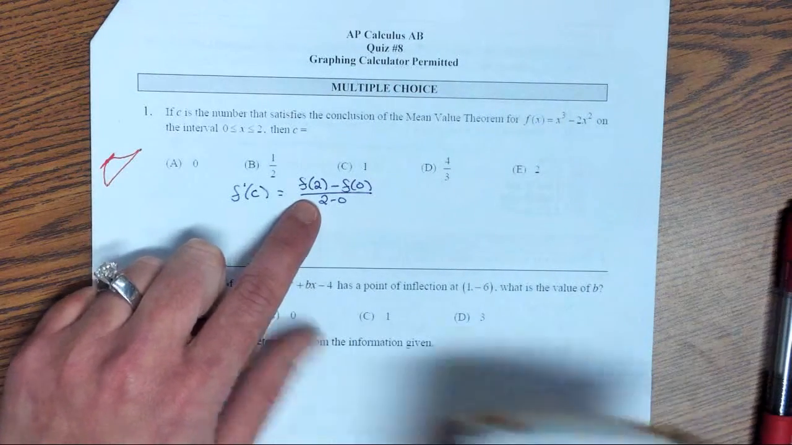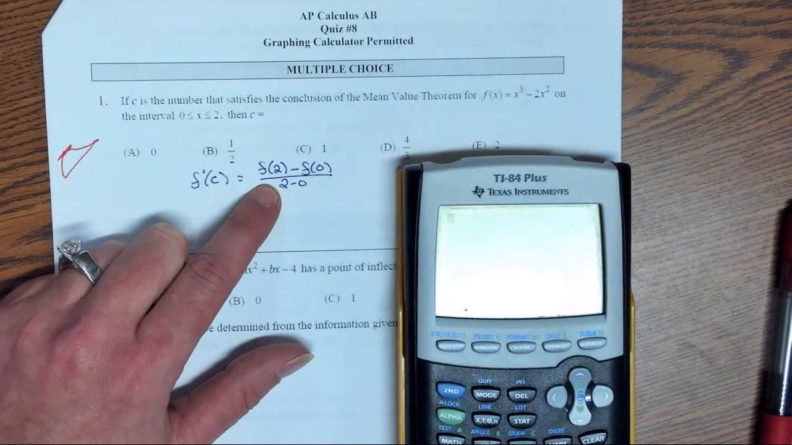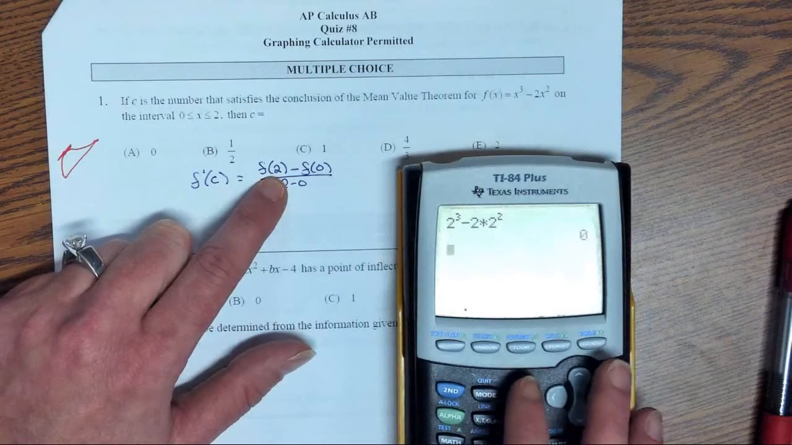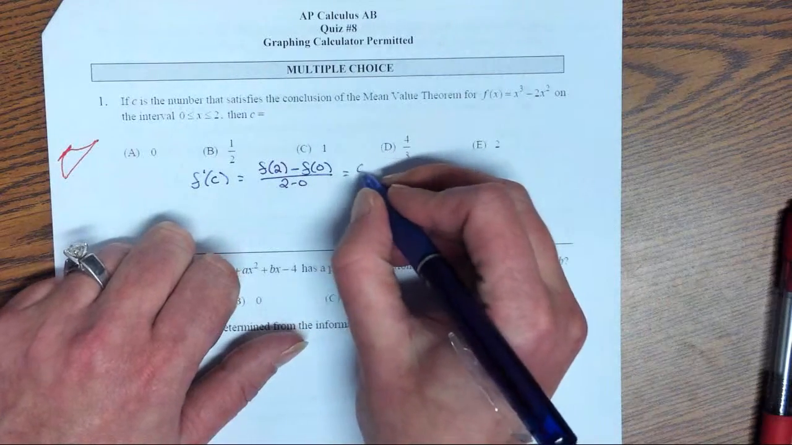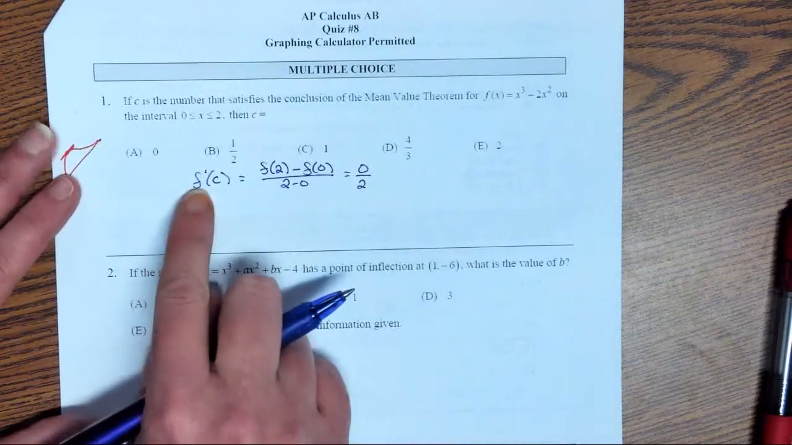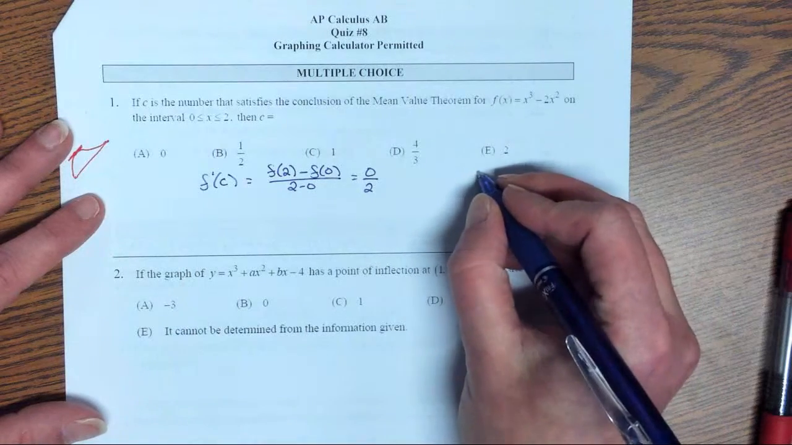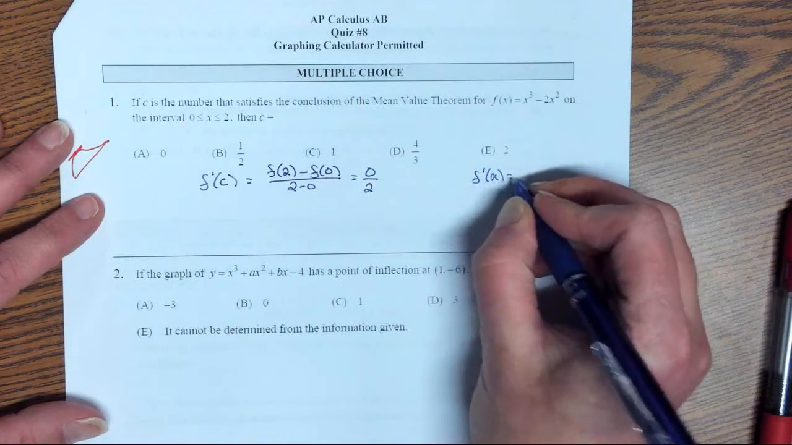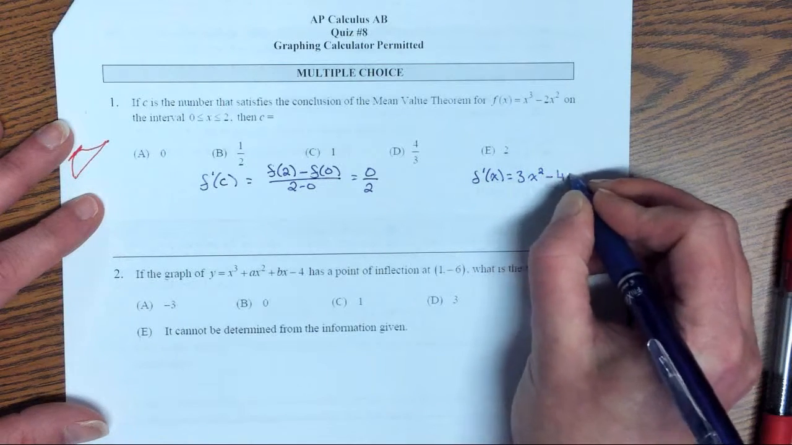So f of 2, we plug 2 in there. 2 cubed minus 2 times 2 squared is actually 0. 0 minus 0 over 2. Okay, so that helps. Now we're trying to figure out when the derivative equals 0. The derivative, f prime of x, equals 3x squared minus 4x.